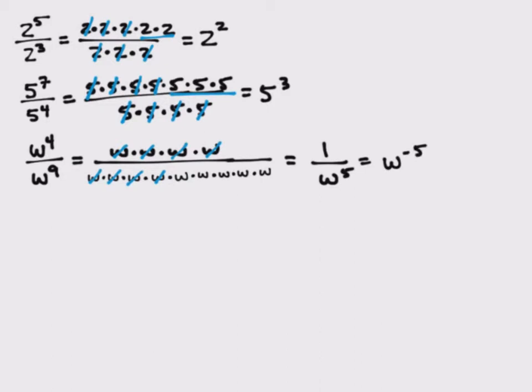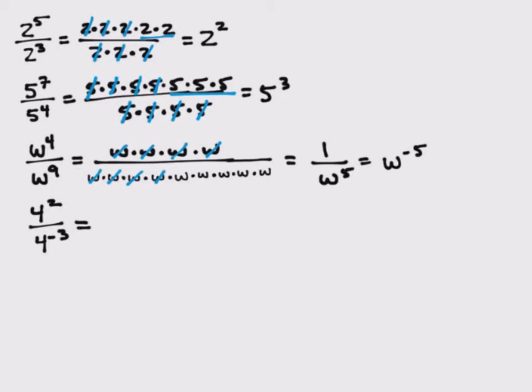And so it appears that our pattern has held so far, because if we just subtracted our exponents, 4 minus 9 is negative 5, and we ended up with w to the negative 5th power. All right, time to try some negative exponents. What about 4 to the 2nd over 4 to the negative 3rd?